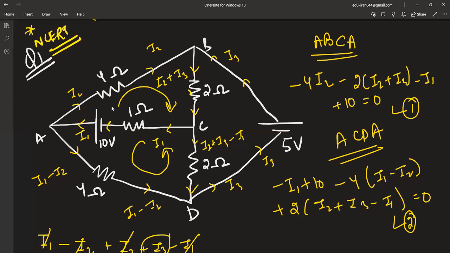Sometimes only I1 and I2 are included. So 2 equations are enough. I'll show you a question where 2 equations will be sufficient. This is actually an example or a back question from your NCERT. That's why I wanted to discuss this.